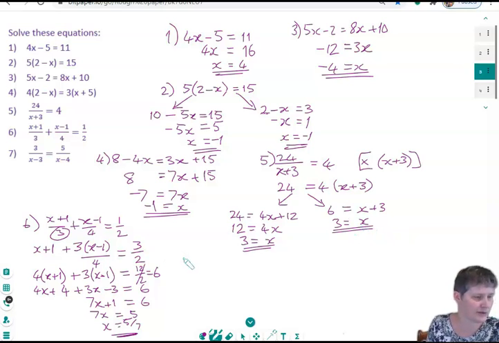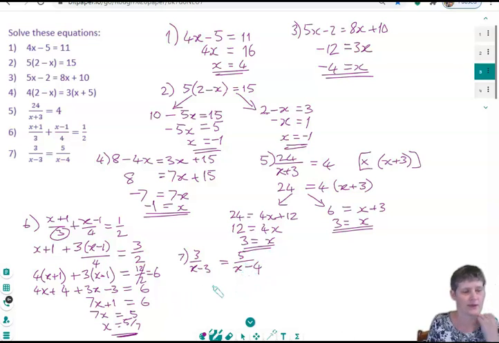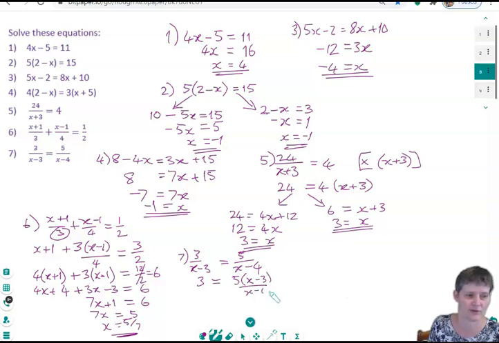And the last one. We've got 3 over x minus 3 equals 5 over x minus 4. Again, we need to multiply everything by the bottom of each fraction, and we'll get it all on one line that way. So if we multiply everything by x minus 3, we're going to be left with just 3 on the left, because we've done 3 divided by x minus 3 times x minus 3. And that's going to give us 5 lots of x minus 3 all over x minus 4.